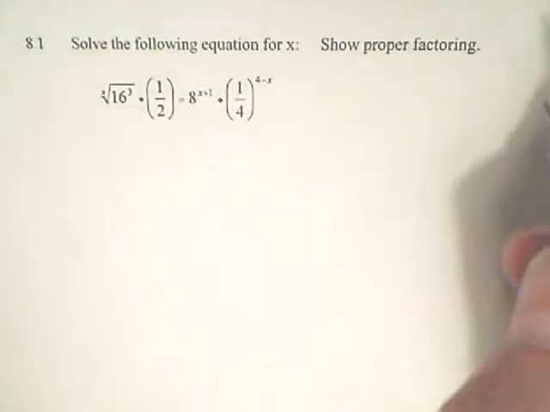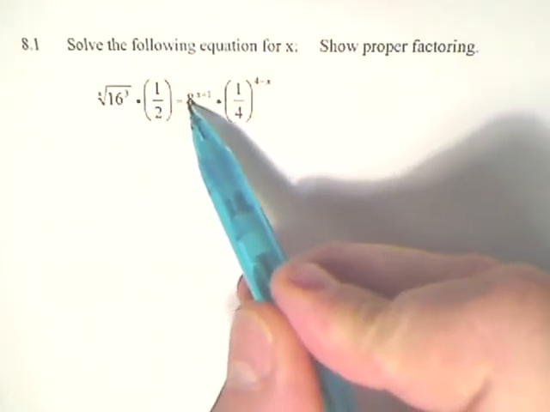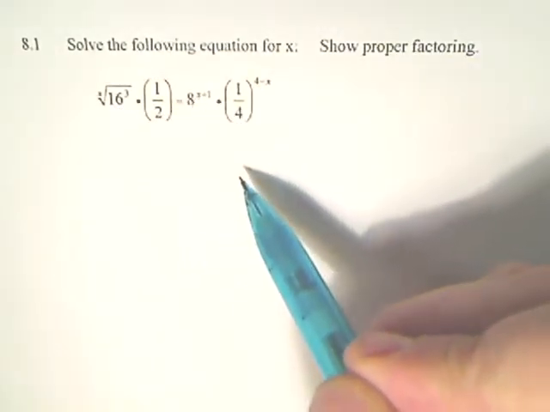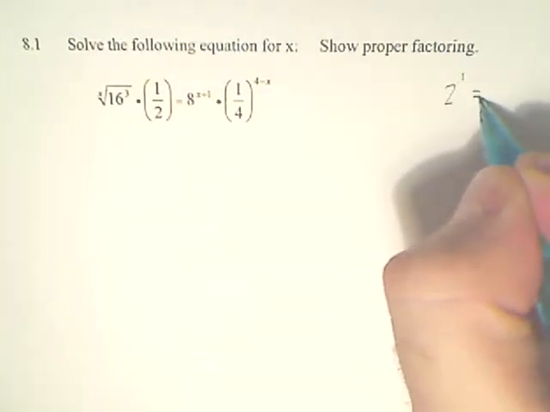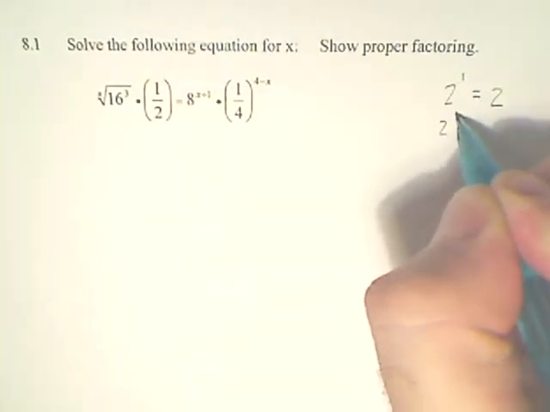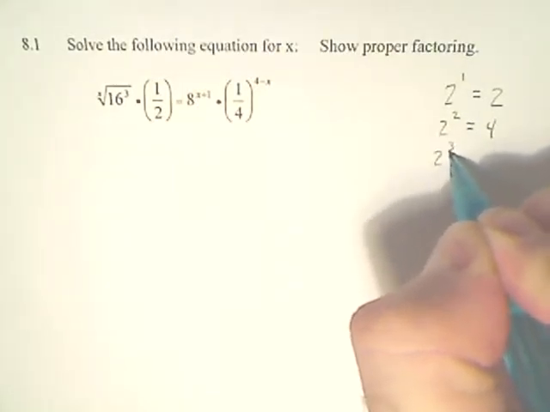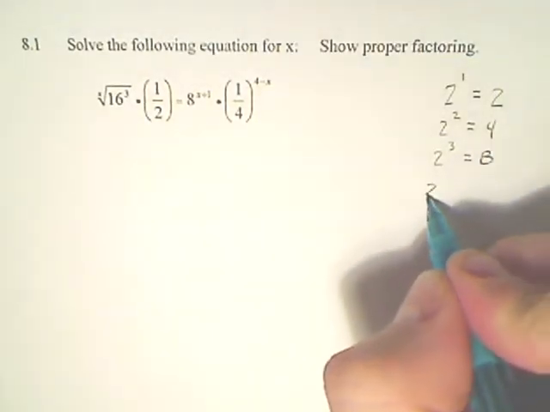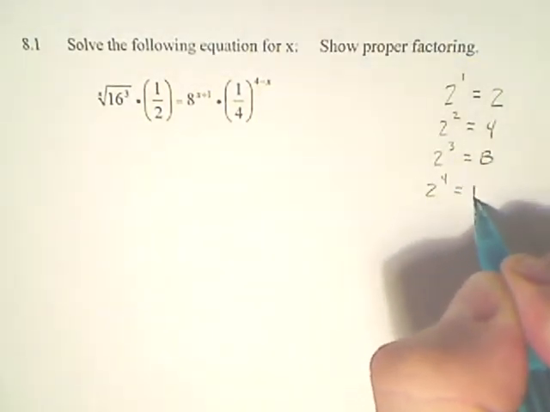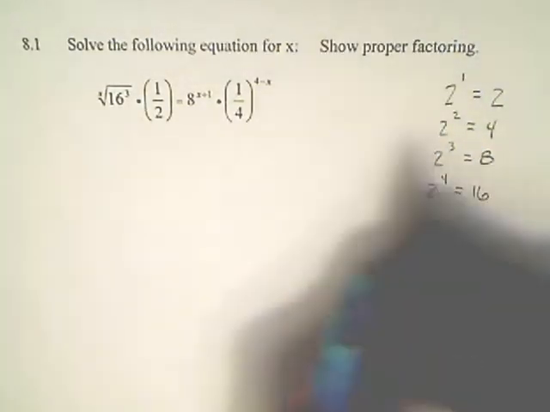These are the same base problems, so hopefully you recognize that the 16, the 2, the 8, and the 4 can all be written as powers of 2. For example, 2 to the first is simply 2, 2 to the second is 4, 2 to the third is 8, and 2 to the fourth is 16. And these are the four numbers that are located in the problem. So we change all those.